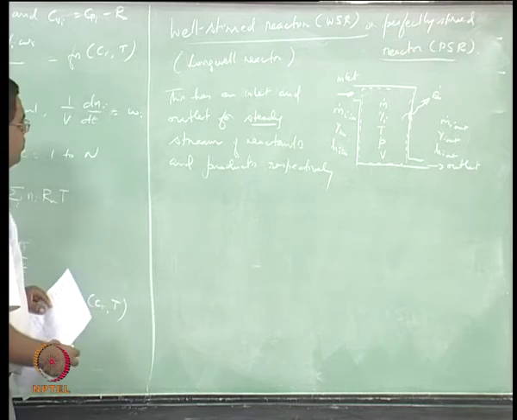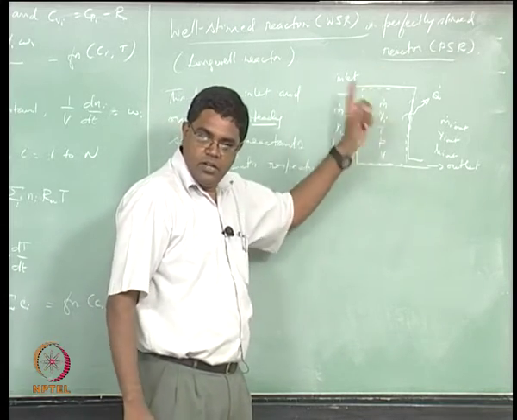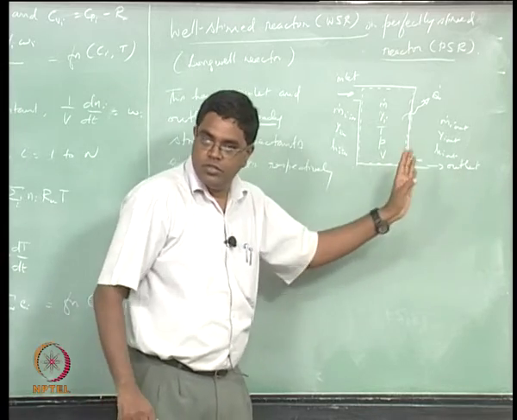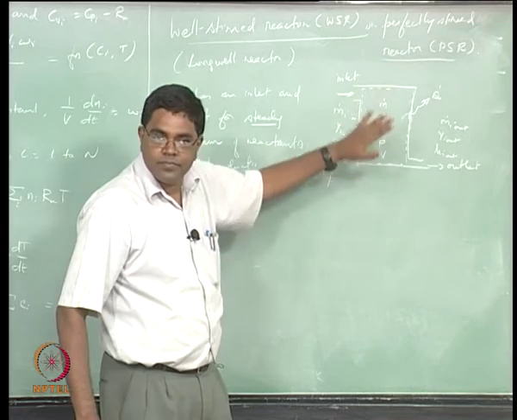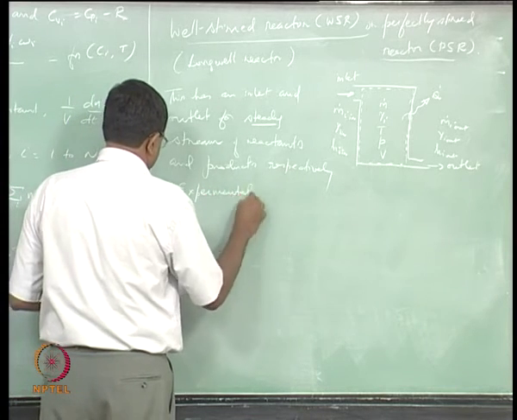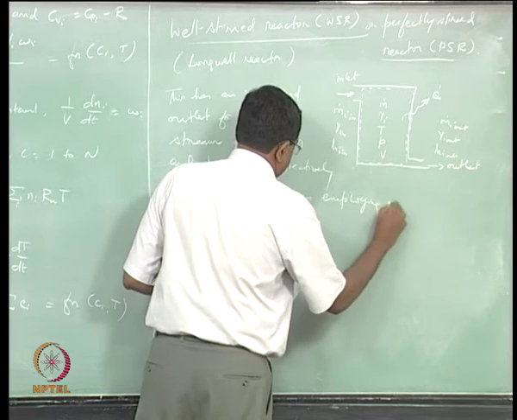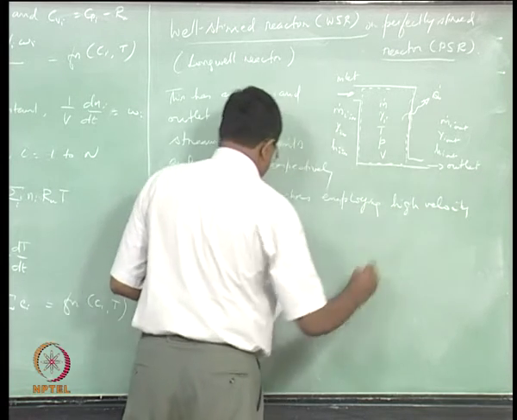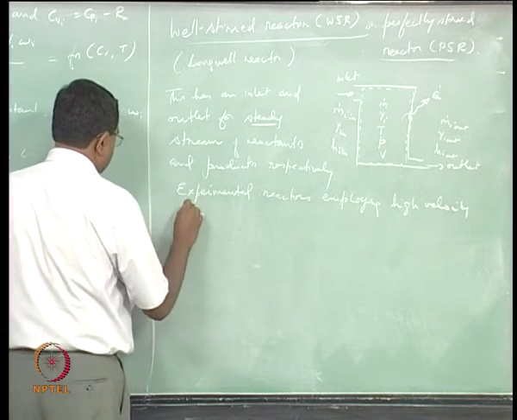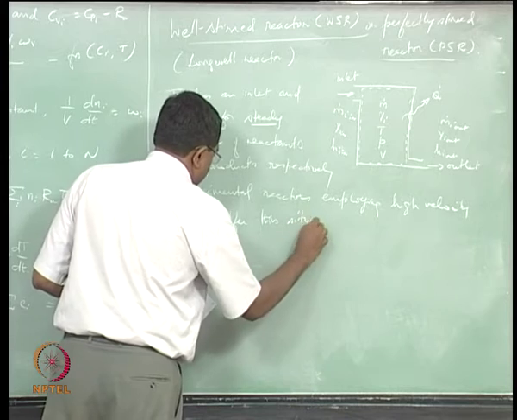Now when do you get this kind of situation where you don't worry about these details? It is when you have high velocity jets of reactants coming in and getting into a tumble or a huge swirl or something of that sort. Finally something comes out, so it is so chaotic inside that you don't want to worry about it. So experimental reactors employing high velocity jets offer this situation, ideally.